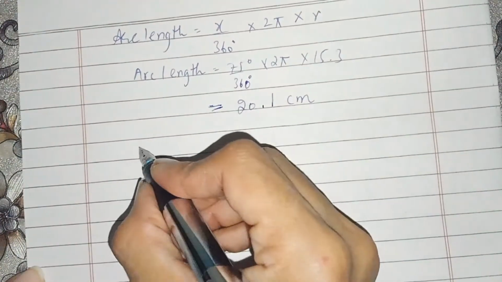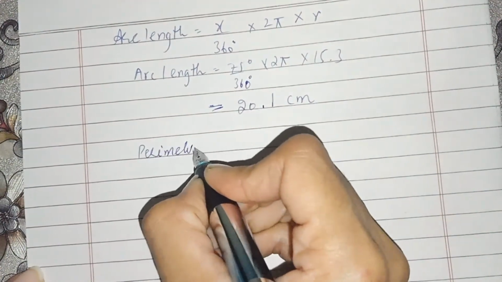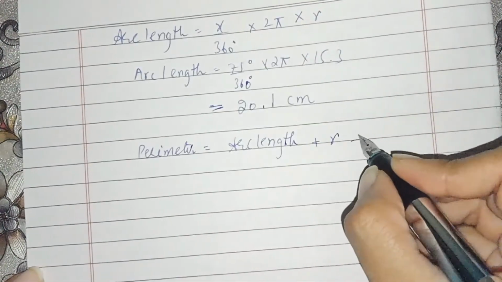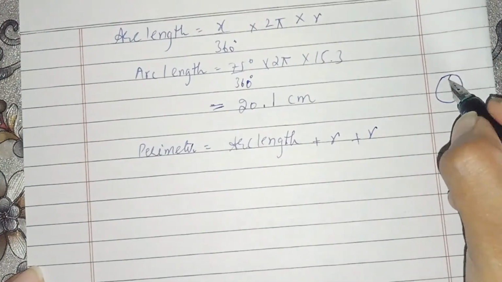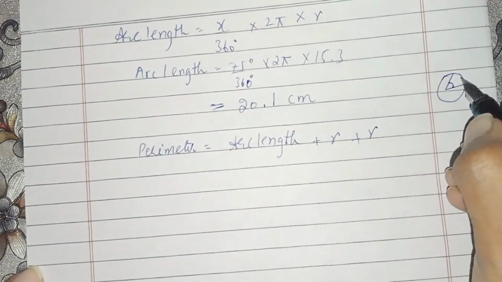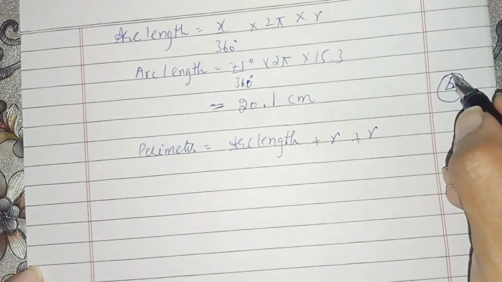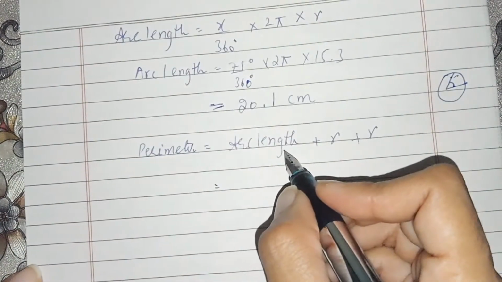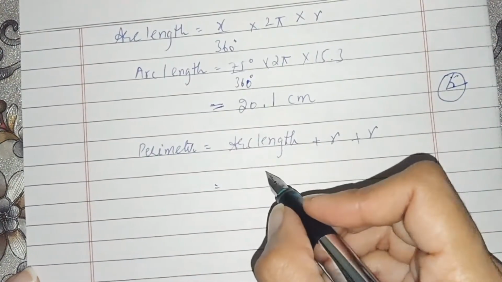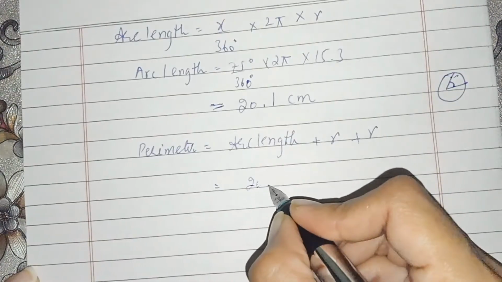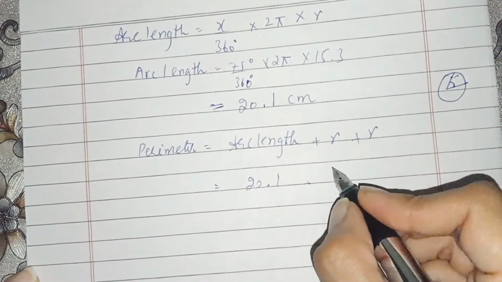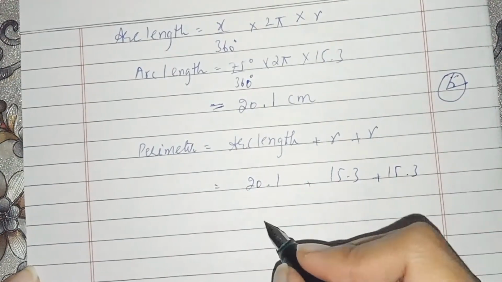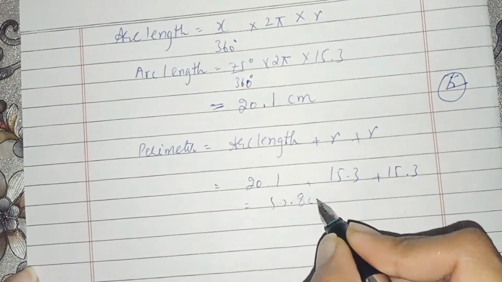Now students, we have to find the perimeter. Perimeter is equal to arc length plus r and r. That is the perimeter of our sector. R and r, and the arc length is added to it. The arc length is equal to 20.1, and the radius is 15.3 and 15.3. By adding it, we get 50.8 centimeter.